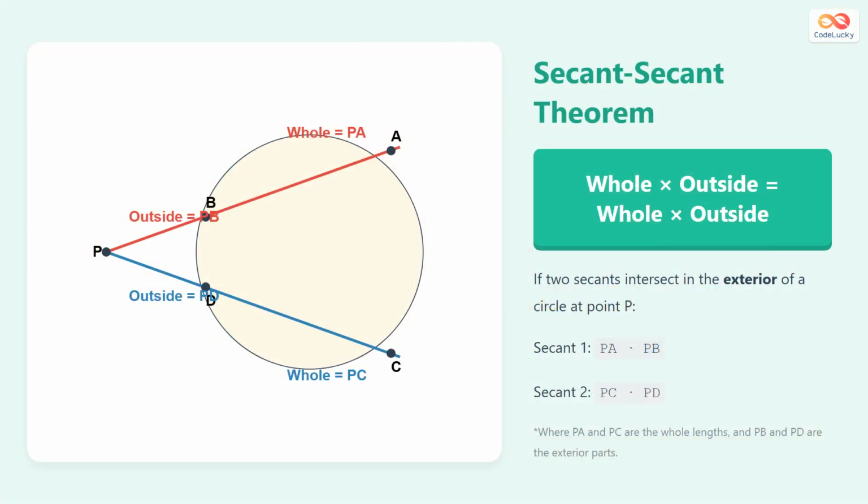What if the lines intersect outside the circle? This is called the Secant-Secant Theorem. The rule here is, whole length times outside part equals whole length times outside part. For the top secant, you multiply the entire length PA by the exterior part PB, you set this equal to the bottom secant's whole length PC multiplied by its exterior part PD.